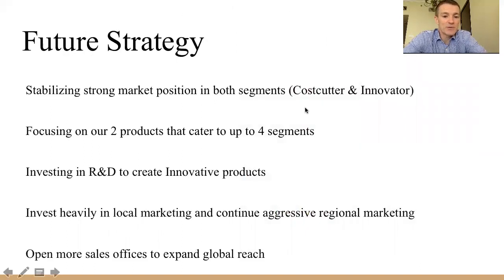Future strategy. We're going down into like 5 points here. It's a lot for us to digest. Stabilizing strong position, focusing on 2 products, investing in R&D, investing heavily in marketing. Try and really compact that down. Instead of saying investing in R&D to create innovative products, you could say R&D dash innovation, and then talk more about that in the presentation itself.